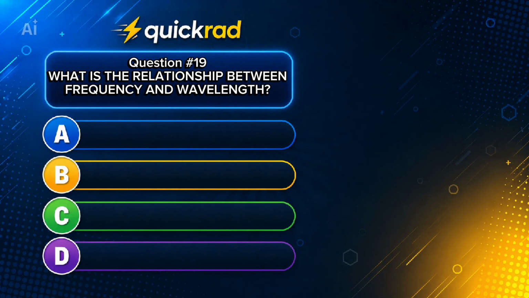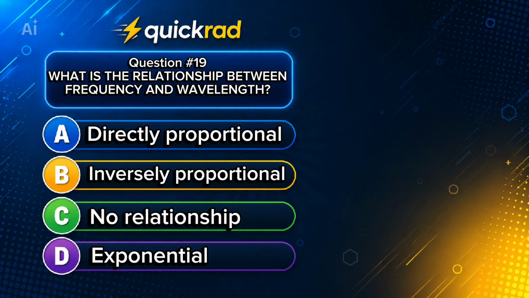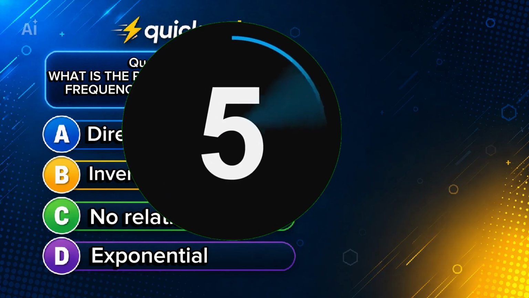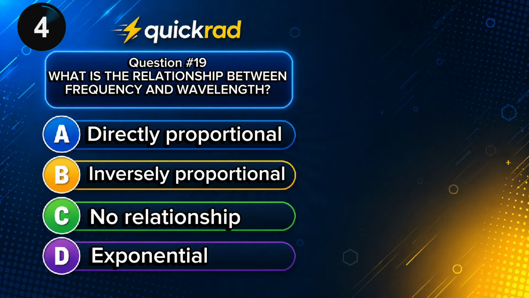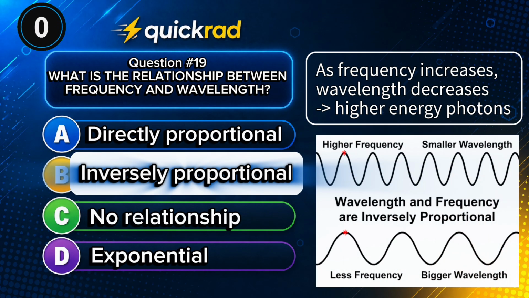Question 19. What is the relationship between frequency and wavelength? Correct answer, B. They are inversely proportional. As frequency increases, wavelength decreases.